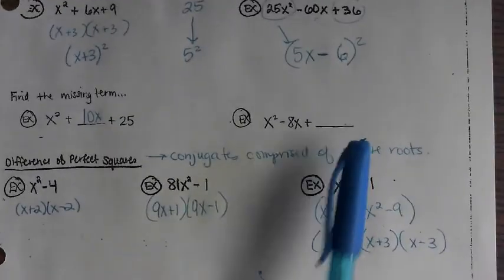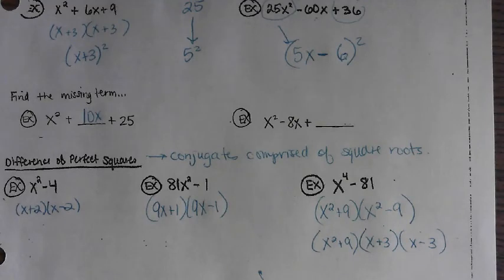The last one's just a little bit different because we know the middle term. But what would the last term have to be? Oh, 2 hands already. 3, 4, 5.